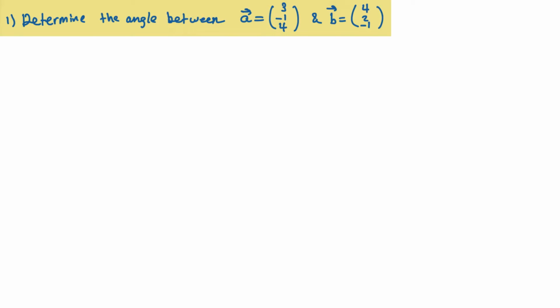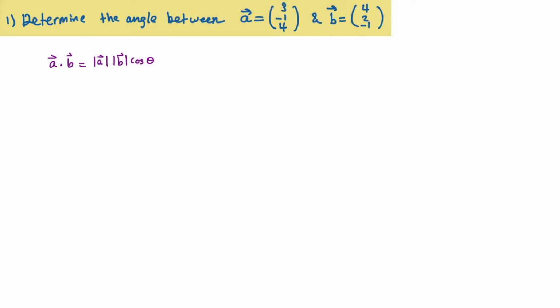Whenever we're given components of two vectors, one of the most efficient ways of calculating the angle between them is using dot products. So the dot product for vectors A and B is equal to the magnitude of A times the magnitude of B times the cosine of theta, and that theta angle is the angle between them.